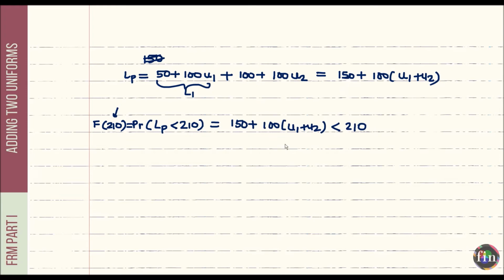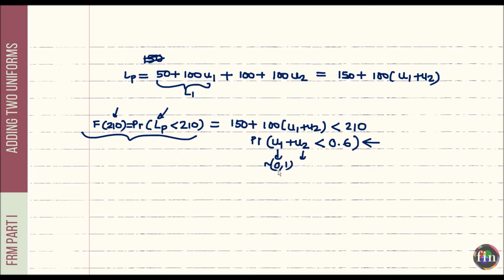If you were to simplify this equation, it comes down to U1 plus U2 less than, take it on that side, it's 60, that divided by 100 is 0.6. Okay, so this is the equation which this boils down to. That means the probability that aggregate loss is less than 210 is the same as the probability that U1 plus U2 is less than 0.6, where U1 and U2 are both uniformly distributed between 0 and 1. So this is what I need to find the probability of.